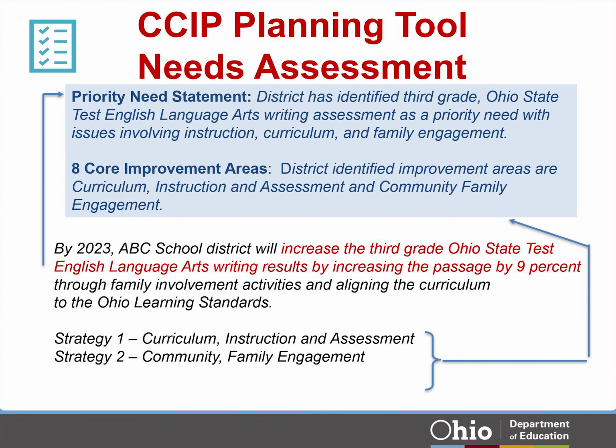Let's look at an example. Using the priority needs statements from the CCIP Planning Tool Needs Assessment, the district has identified 3rd grade Ohio State English Language Arts Writing Assessment as a priority need with issues involving instruction, curriculum, and family engagement. You can create a SMART goal incorporating that priority need. You can also use the improvement areas indicated to create your strategies. In this instance, the SMART goal is to increase the ELA writing passage rate by 9%, and the strategies will be in the areas of curriculum and instruction and family engagement.